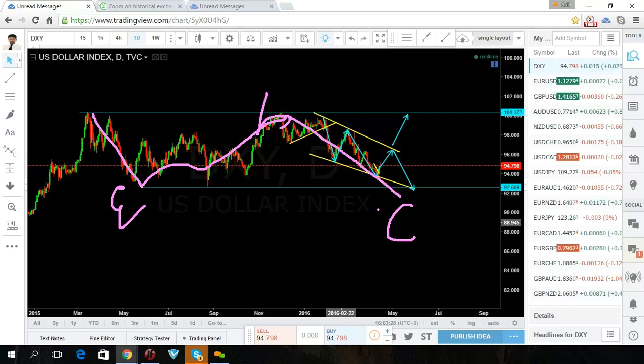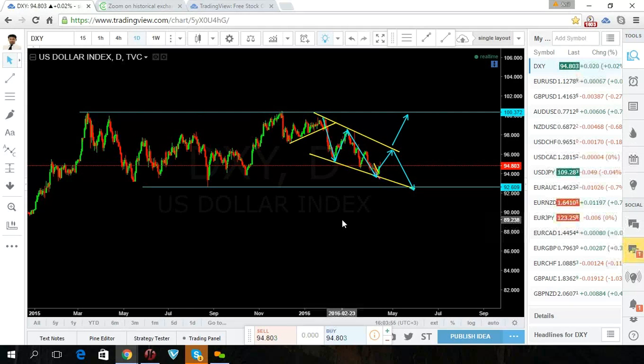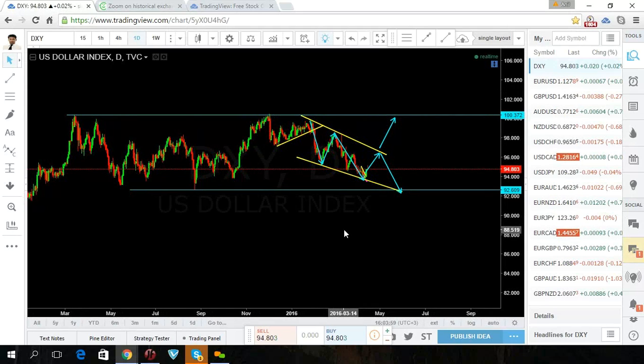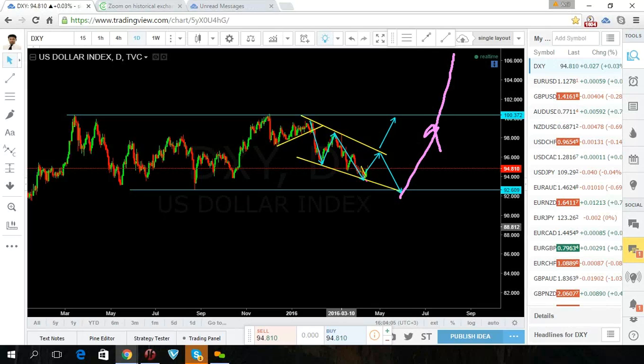That would complete, or may complete, let me say, the correction. We don't know that. Corrections can be much more complicated. But once this structure is over, you're going to have a move to the upside. Whether this is the start of the impulse or not is a big question. We will watch how this starts to go, and then we will make that decision.